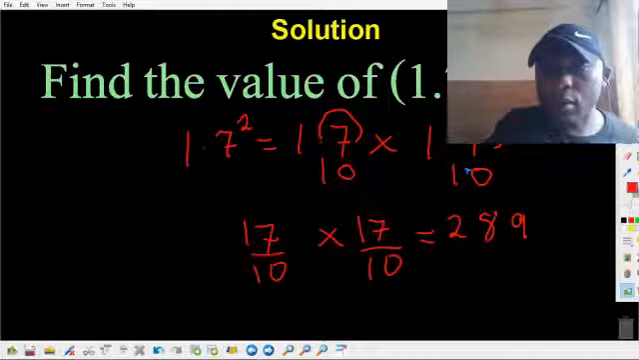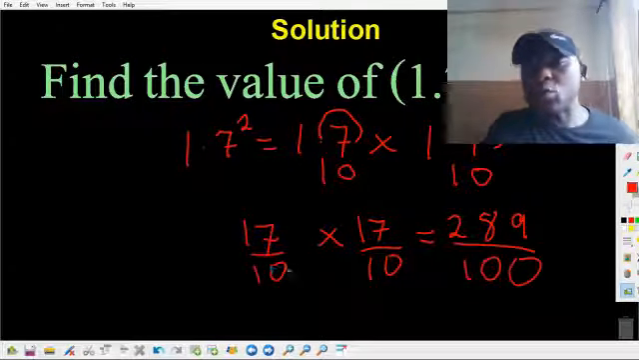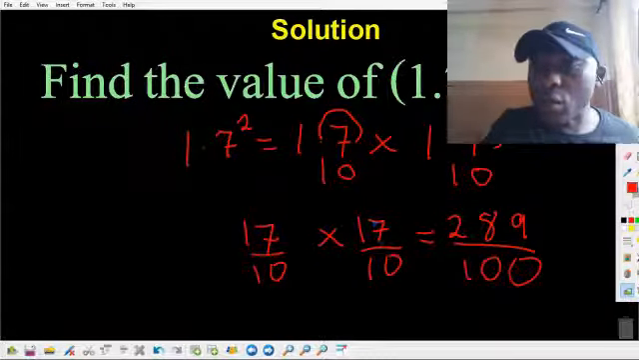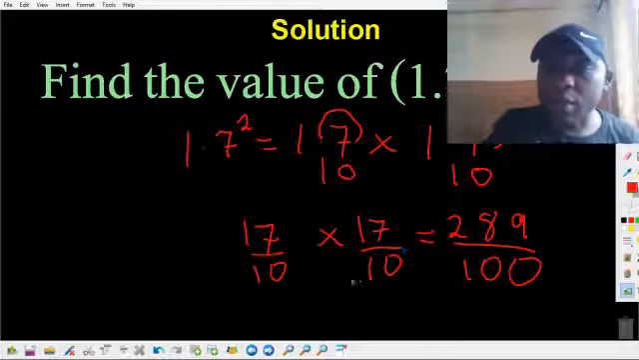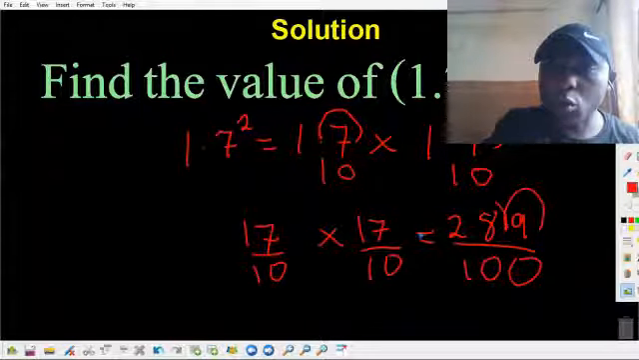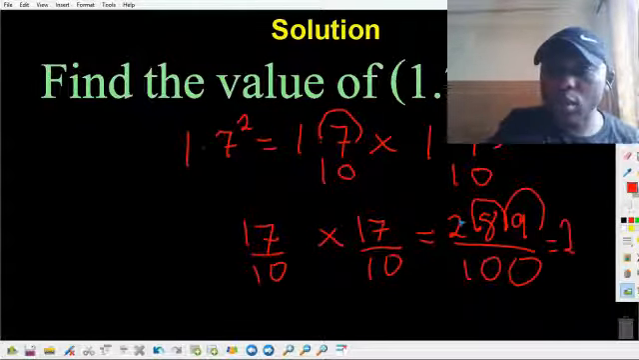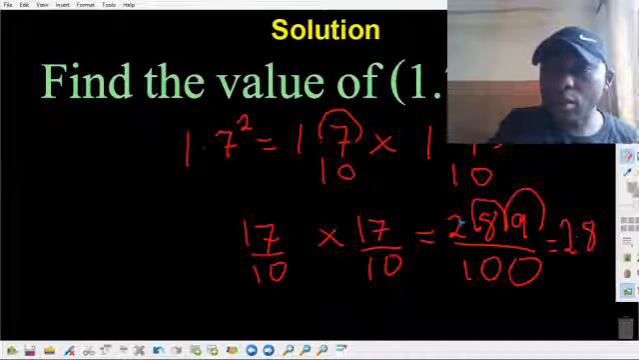289 over 100. Here we don't even need to divide. All we need to do is convert it back to decimal by counting 2 decimal places, because we have 2 zeros. 1, 2. So we have our answer as 2.89.